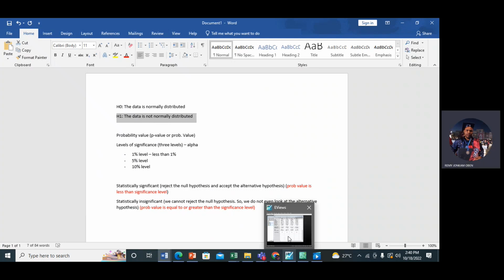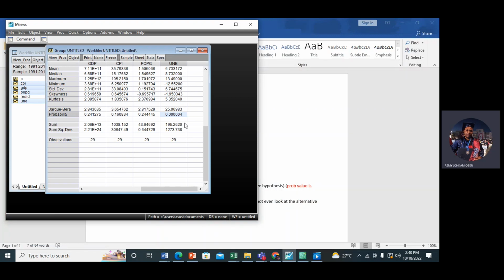So you discover that we have performed the Jarque-Bera test for GDP, CPI, and population growth. The data for these 3 variables are normally distributed. However, for unemployment, the data is not normally distributed. So that is how to perform the Jarque-Bera test. While explaining the descriptive statistics, you have to explain the mean, the median, the maximum, the minimum, standard deviation, all these things.